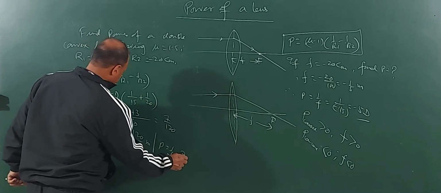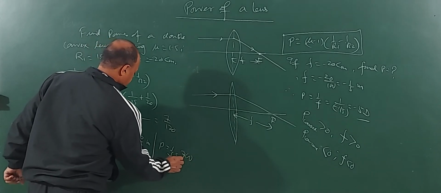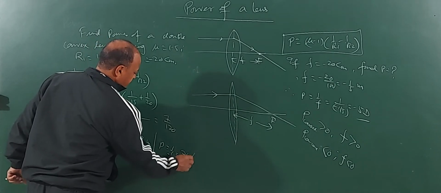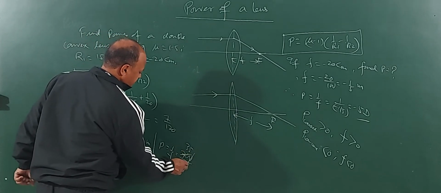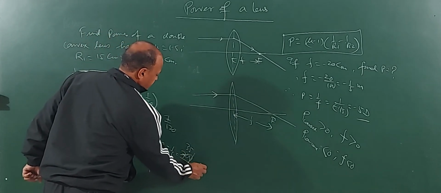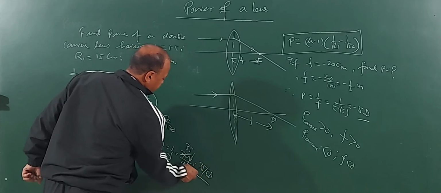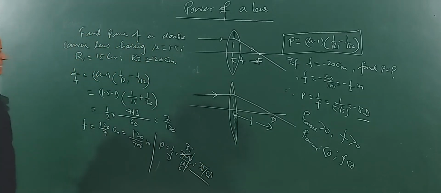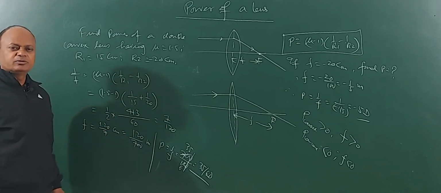So it will be 700 divided by 120. You can cancel out, and this is 35 by 6 diopter. So these kinds of questions can be given to you and you should be able to solve them.